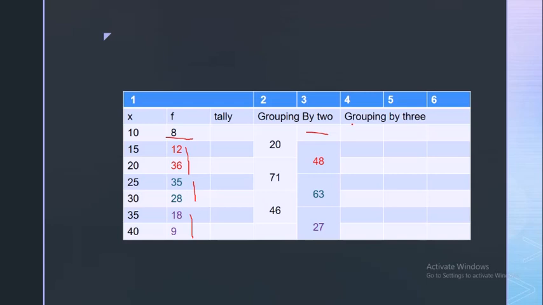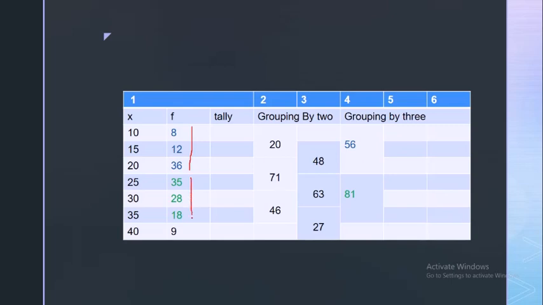Now you have to be very careful. 4, 5 and 6 demand grouping by 3. Till now, 2 and 3 was grouping by 2. Now you have to group by 3. Let's see how we will fill 4, 5 and 6. In the case of the fourth column, when you group by 3, I have taken 8, 12 and 36, where I get 56. I have to write 56 somewhere in the middle of these three numbers, which I think is alongside 12. So I write it somewhere over here.